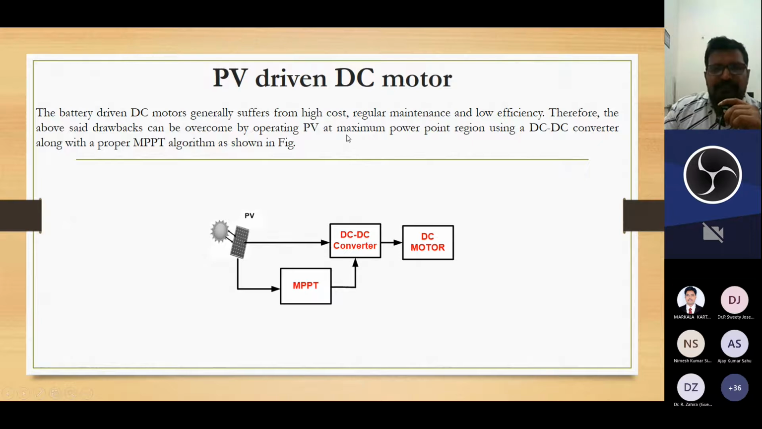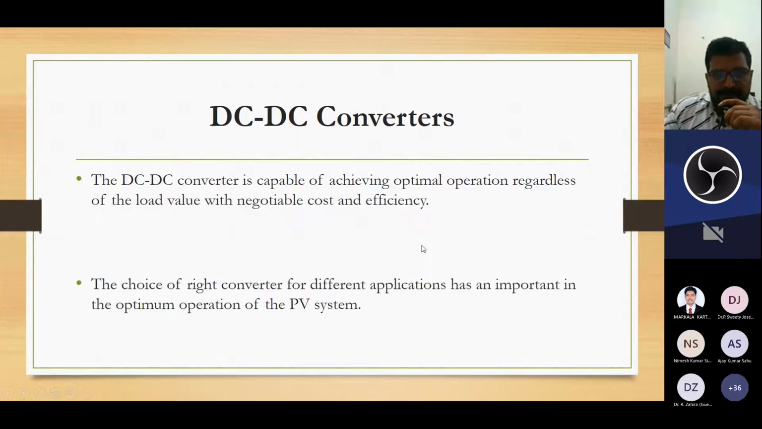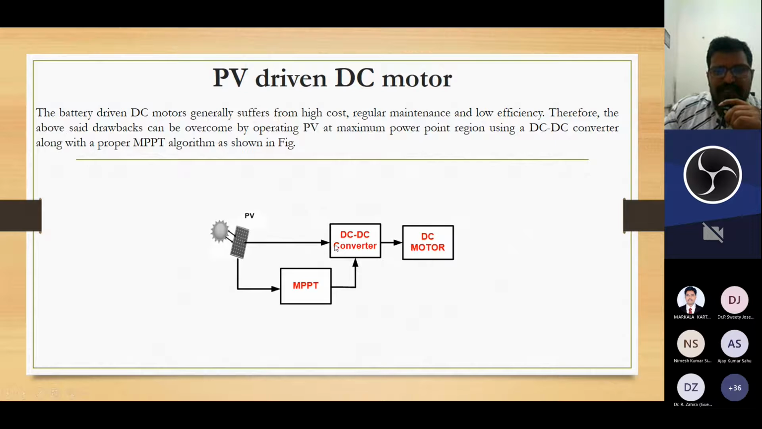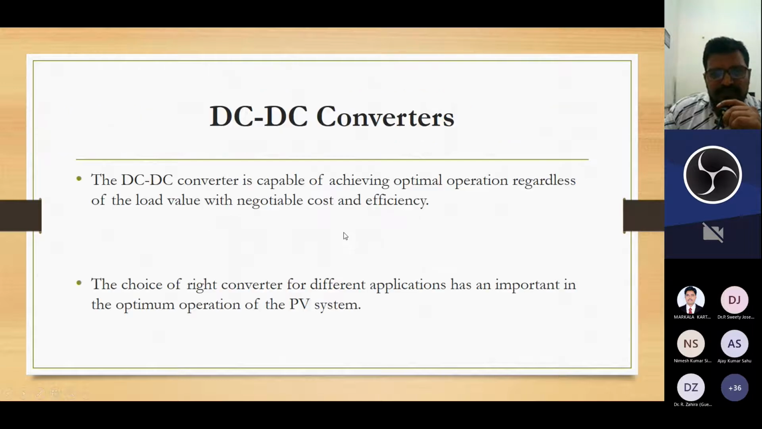Then there is the PV driven DC motor with the power conditioning unit. We have a PV system, and that power is transferred to the DC-DC converter, and there is an MPPT to extract the maximum power from the PV, which is then fed to the DC motor. So for the extraction of maximum power and the control of the PV system, we are using DC-DC converters. The DC-DC converter is used for the optimal operation of the load with reasonable cost and efficiency. So how do we choose the right converter for different applications?